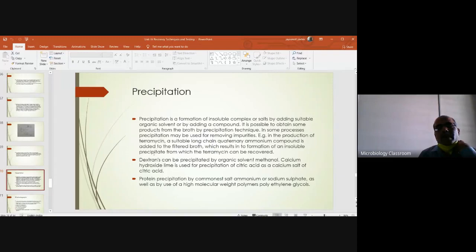So apart from terramycin, here they have given one more example, that is dextran sugars can be precipitated by the organic solvent methanol. Then calcium hydroxide, lime, is used for precipitation of citric acid as a calcium salt of citric acid.